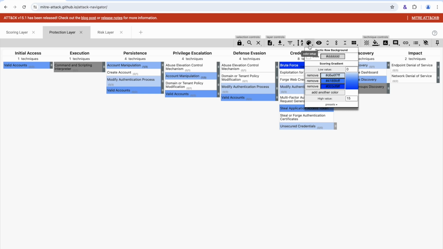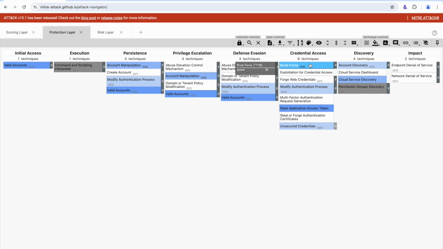Then we assigned each TTP a score based on the number of security capability mappings they had. For instance, account manipulation had 3, whereas modify authentication process had 1. To easily identify the TTPs with no mappings, we highlighted them using gray, as seen with command and scripting interpreter. You also have the option to just score it as a 0, but we wanted to make sure they were easily identifiable. So you're going to go through and add in all your scorings for the defenses. And then once you're done, we're going to look at the final step.